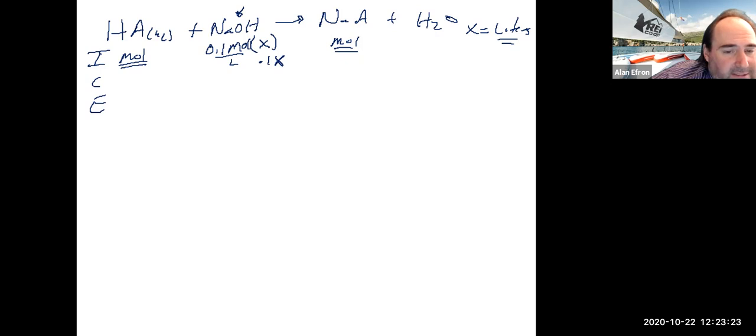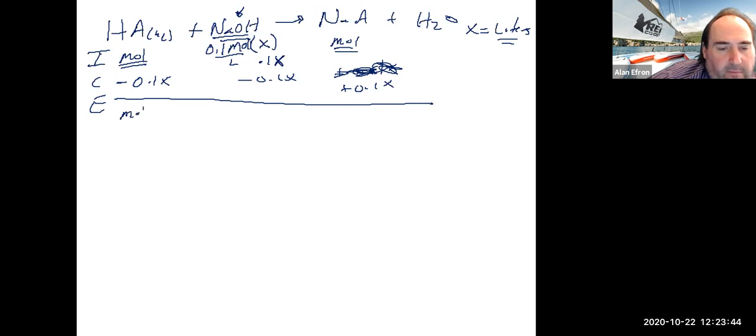And what we do know is this is a buffer, so it should use up all of our sodium hydroxide. So the change here should be something like minus 0.1x, minus 0.1x, plus 0.1x. Which means at equilibrium, you'll have your moles minus 0.1x. This should be zeroed out, and this would be your moles plus 0.1x. At this point, you need to do some math. We would still have a buffer left over at this point.